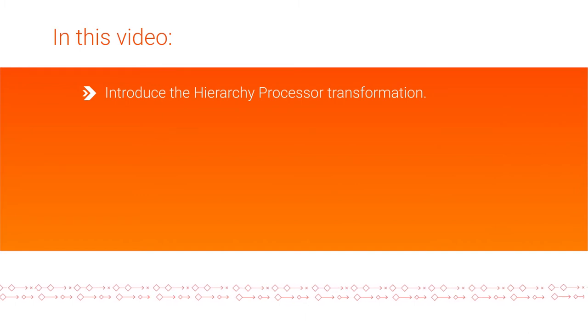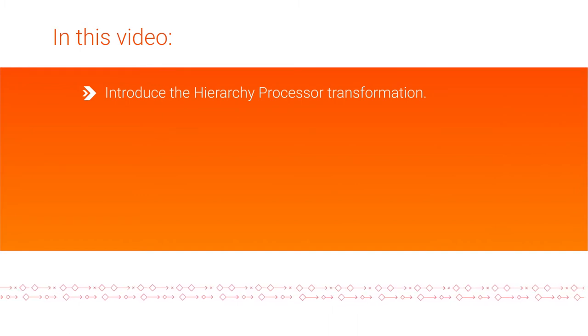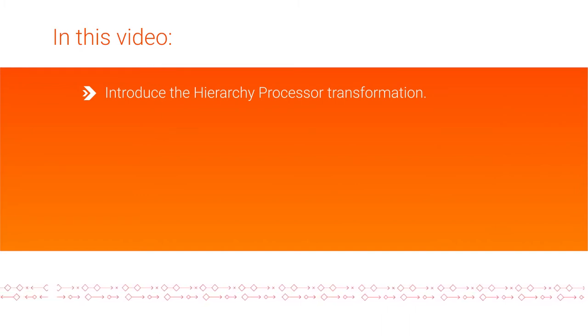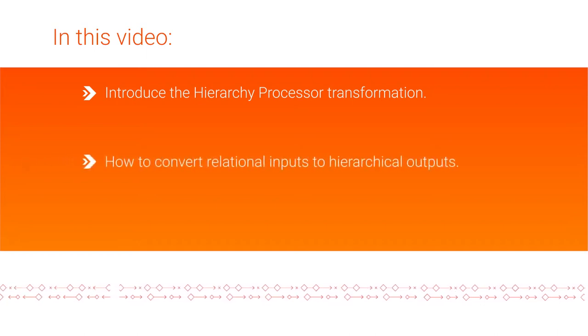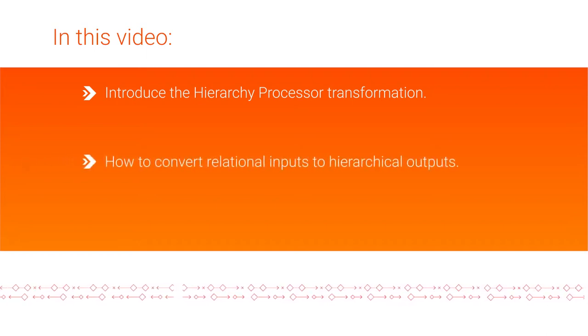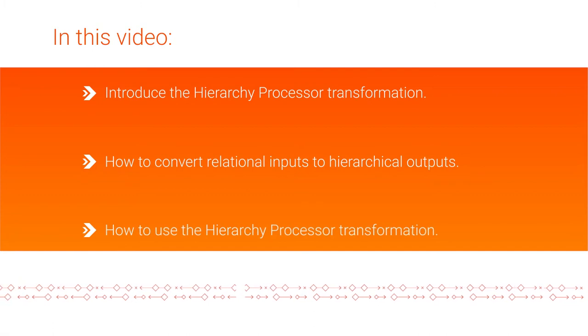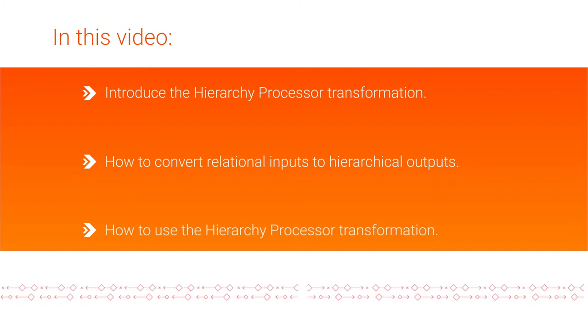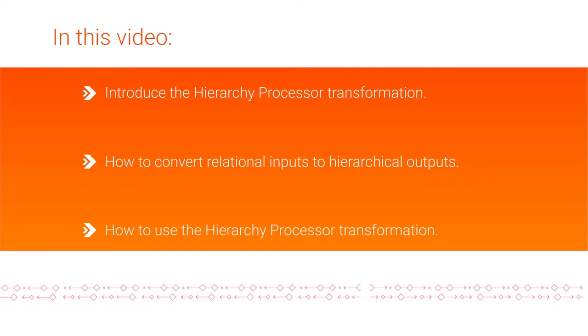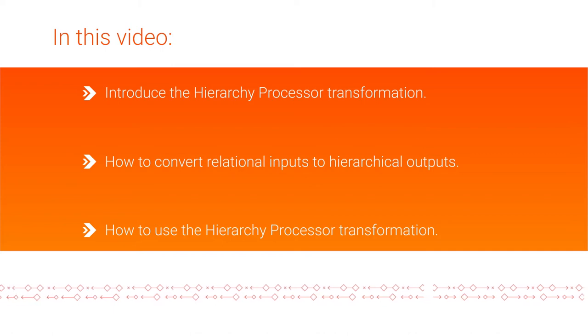In this video, we'll introduce you to the hierarchy processor transformation, which is available with an elastic mapping in Cloud Data Integration Elastic. We'll show you how to convert relational inputs to hierarchical outputs, and how to use the hierarchy processor transformation to convert 3 relational input sources into one hierarchical output target file.